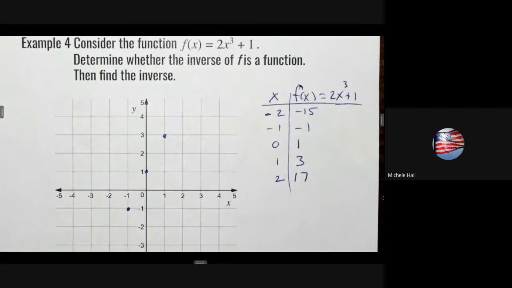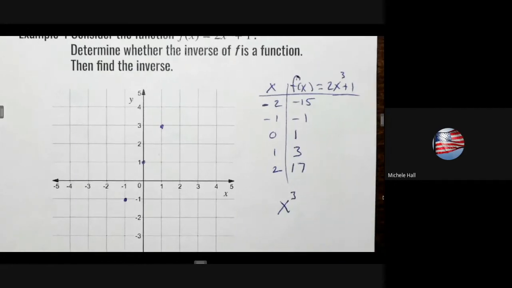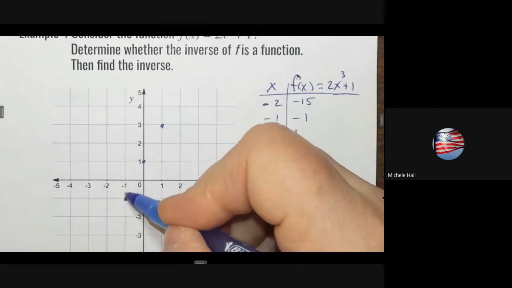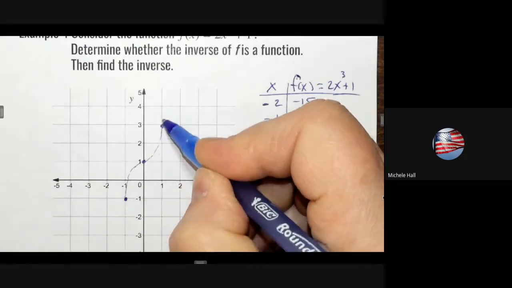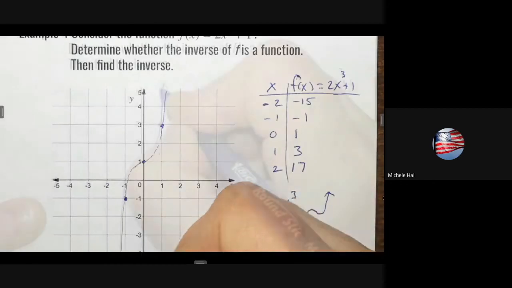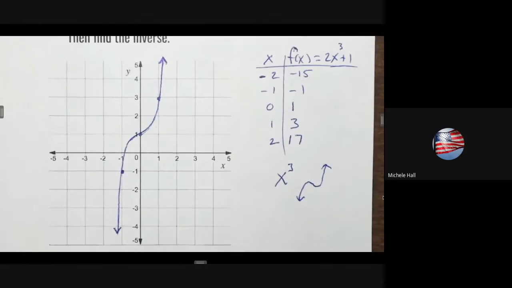This looks like a straight line, but you need to remember that a degree 3, how many turns does a degree 3 have, and in which direction are the tails facing? The tails are facing in opposite directions, and it has 2 turns. So this is not a straight line. It's coming up, doesn't have very much of a turn, turning a little bit more again, and then going up. All right, so we can see that if we did the horizontal line test on this, it would pass.